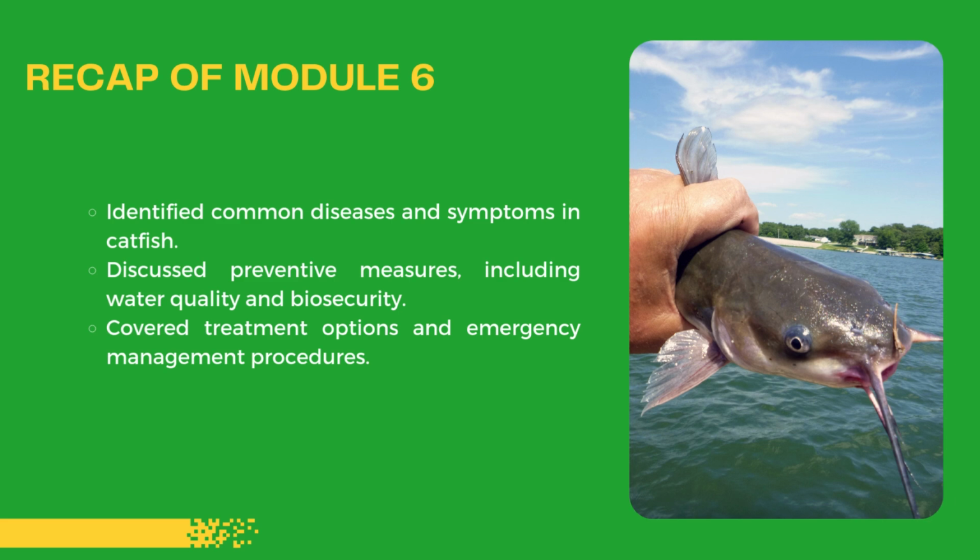A recap: in conclusion, we have identified the common diseases and their symptoms in catfish. We've discussed how you can prevent them through water quality and your biosecurity. We've also identified treatment options that you can use, and we spoke about emergency management procedures. Now, with this knowledge, you can efficiently manage disease on your catfish farm.